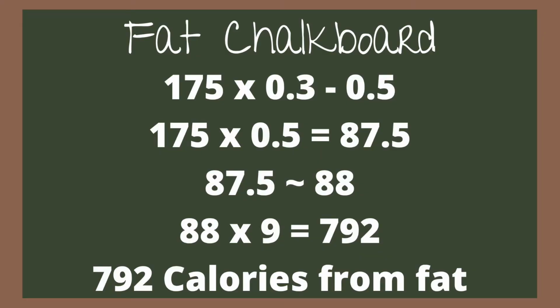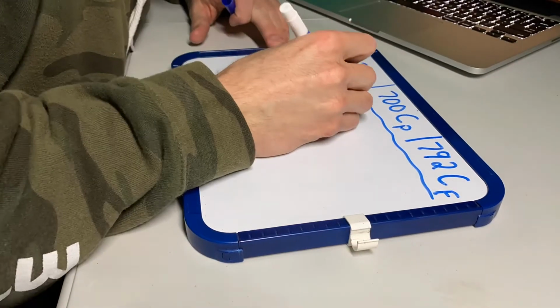So now we need to figure out how much fat we're going to be eating and the calories that we're getting from eating that fat. So let's take 175, my body weight, and multiply by 0.5, giving us 87.5. 87.5 is roughly 88. 88 times 9 calories per gram of fat gives us 792 calories from fat.